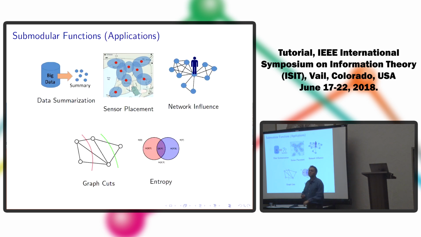Then we have seen a lot of interesting applications. Jeff mainly talked about data summarization. There are other sorts of applications, such as placing sensors for monitoring purposes, and network influence. Jeff also extensively talked about information functions, and many of them are actually submodular. Graph cuts, which he also mentioned, are typical examples of non-monotone submodular functions. These are submodular functions that go up and down. Okay.